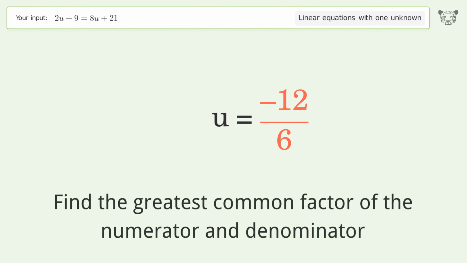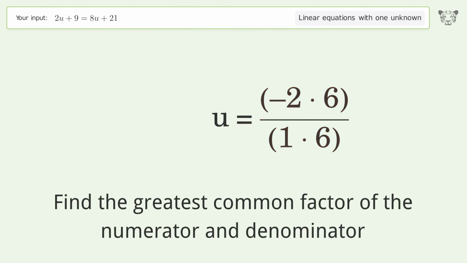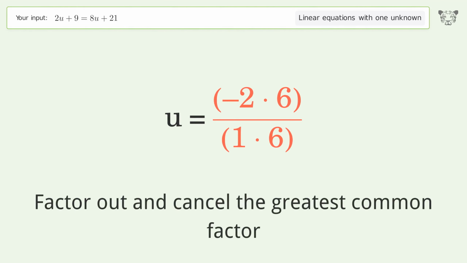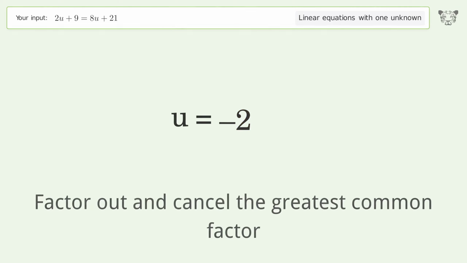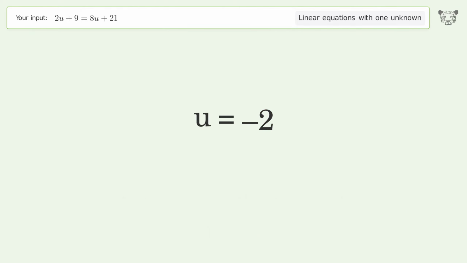Find the greatest common factor of the numerator and denominator. Factor out and cancel the greatest common factor. And so the final result is u equals -2.